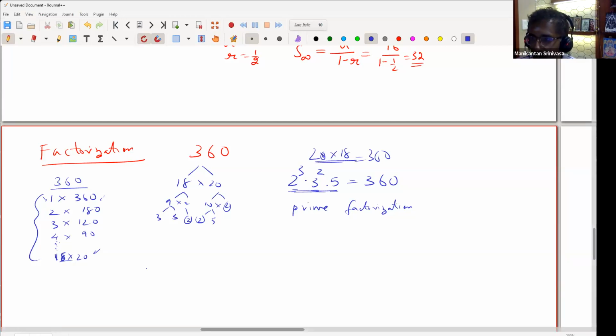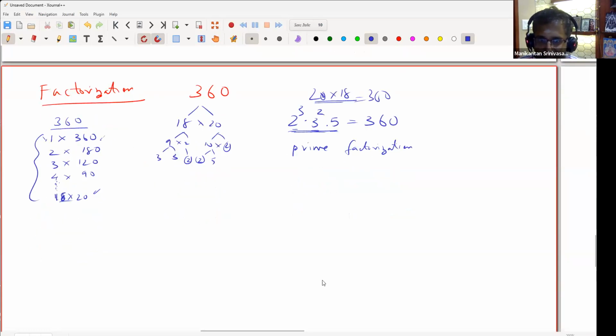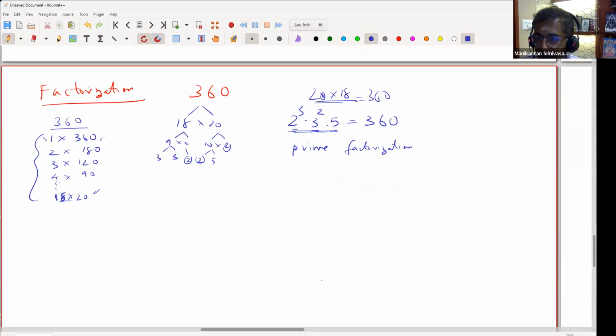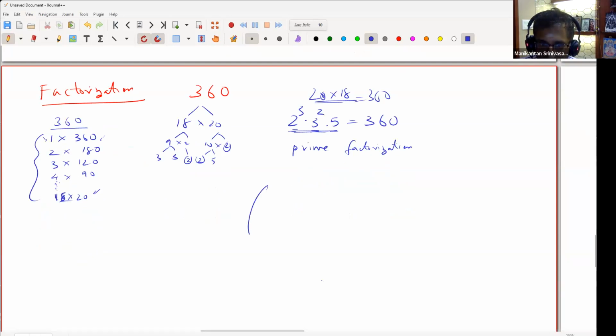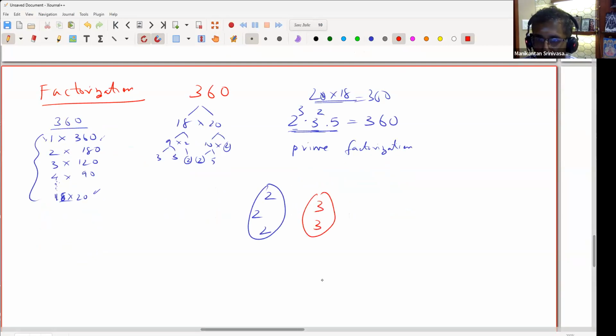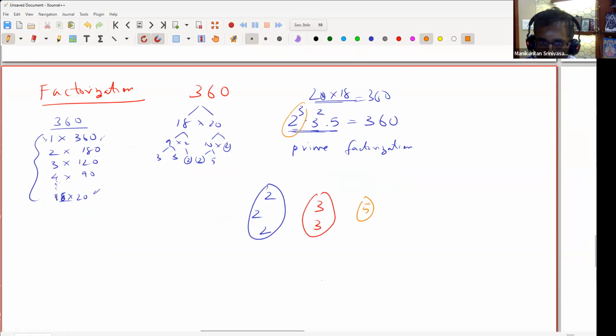So once you write it out in terms of prime numbers, counting the number of factors becomes easy. How does it become easy? Okay, so let's say this is 2 power 3 times 3 power 2 times 5 power 1. What does it mean? I have a bag of 2s. Let's say there are 3 2s here. Okay, I have a bag of 3s. There are 2 3s here. And then I have a bag of 5s. There's only 1 5 here because this is 2 power 3, 3 power 2, and 5 power 1.